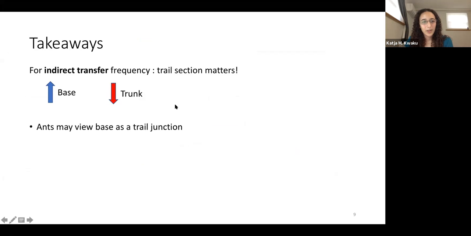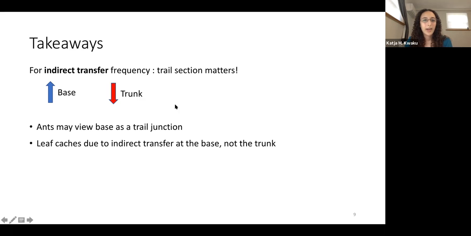And these results mean that the ants may view the base of the tree as a trail junction, just like the trail junction between novel and established trails I talked about earlier. And our results also mean that the leaf caches we saw at the bottoms of the trees are due to indirect transfer at the base and not on the trunk. And this is in contrast with a few previous studies that observed a much higher frequency of dropping leaves from the trunk to the ground, which we did not see.